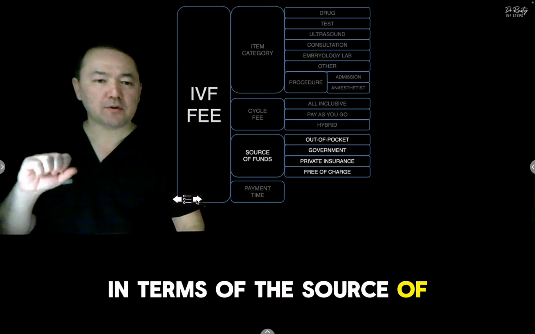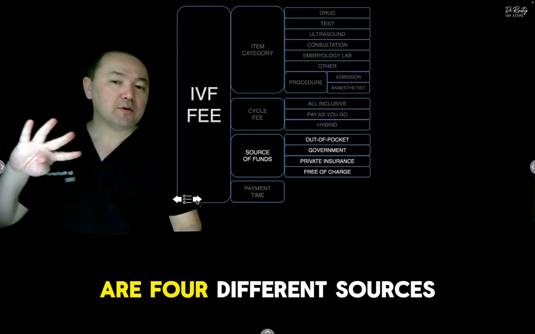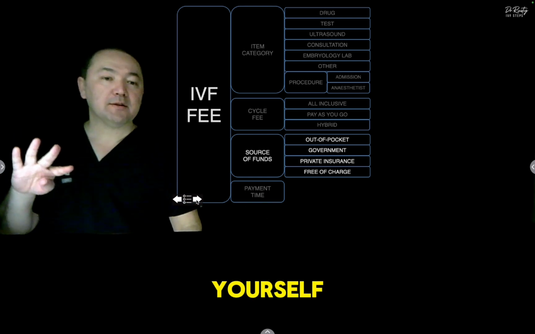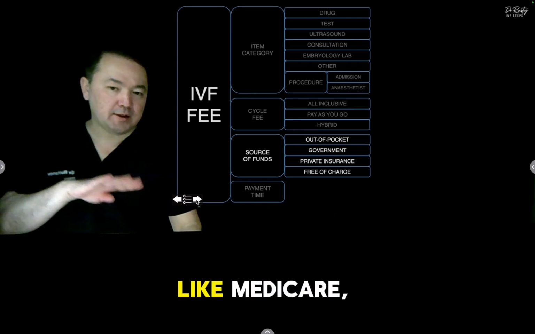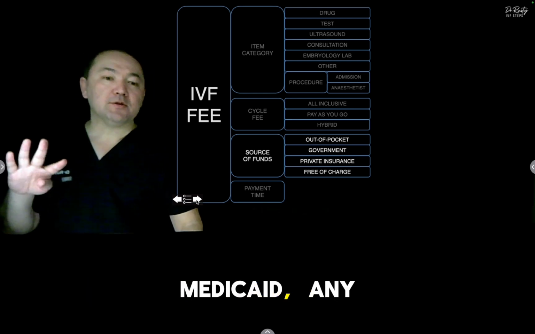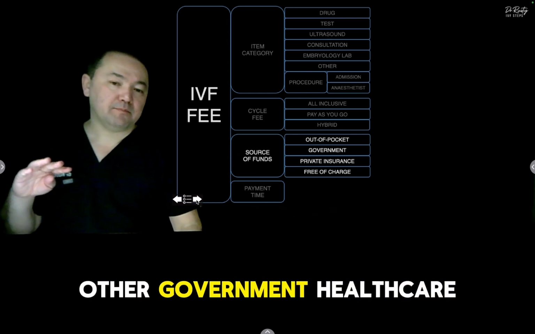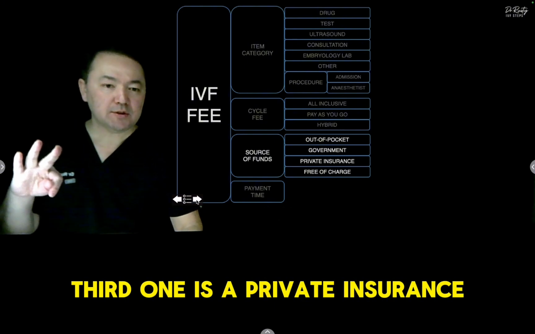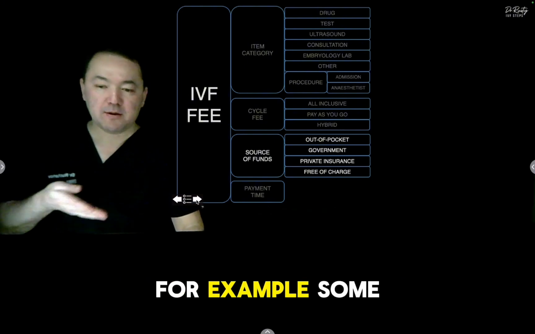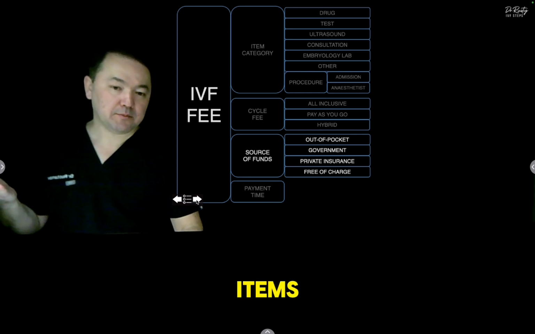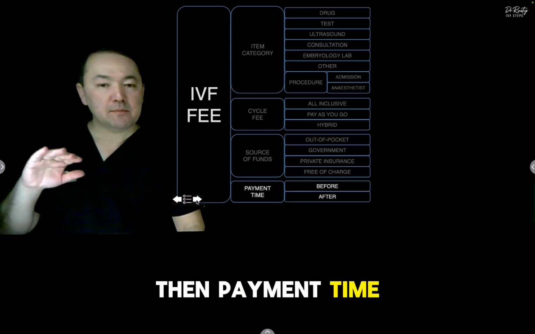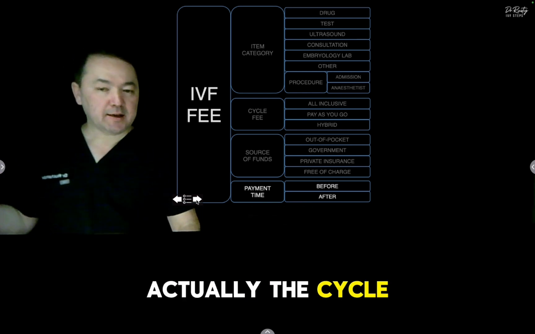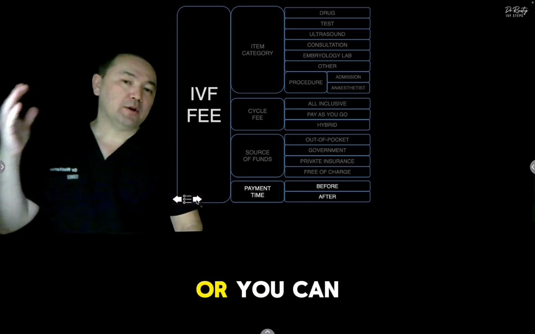In terms of source of fees, there are four different sources. One is out of pocket, which means you will be paying yourself. Second is government insurance like Medicare, Medicaid, and any other government healthcare system insurance. The third one is private insurance. The fourth one is free of charge; for example, some clinics may not charge for certain items. Then for payment time requirements, you need to really understand whether you need to pay before the cycle or before you use those items, or whether you can pay after.